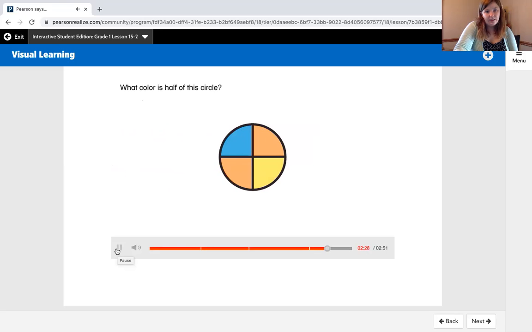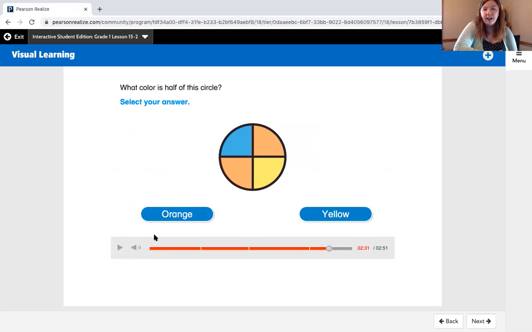What color is half of this circle? Select your answer. Our 2 choices are orange and yellow. So half of 4 is 2. So we are looking for the color that covers 2 quarters of our circle. I see that this is 1 out of 4. We are looking for 2 out of 4. And the orange covers 2. So the correct answer is orange.